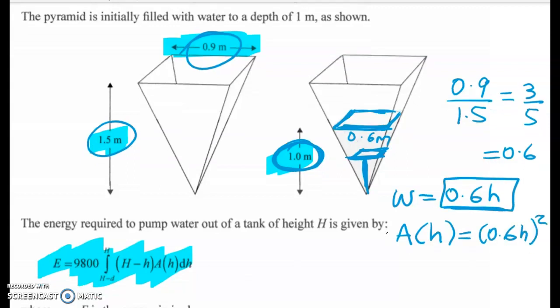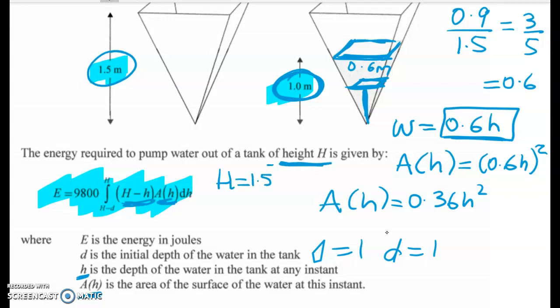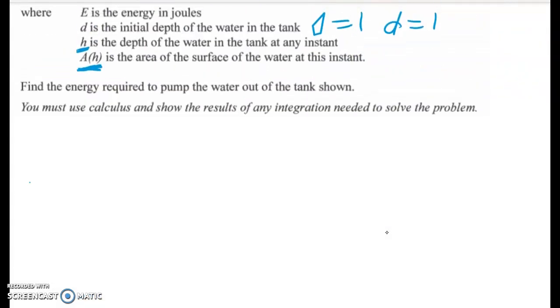I think that's the hardest part of this whole question. So the surface area is given to us by 0.36h squared. That's that bit done. This is easy because this big H is the tank height. So big H is 1.5. So we've got big H, we've got my surface area bit done. Little h is the variable, and this H minus d is also easy to find.